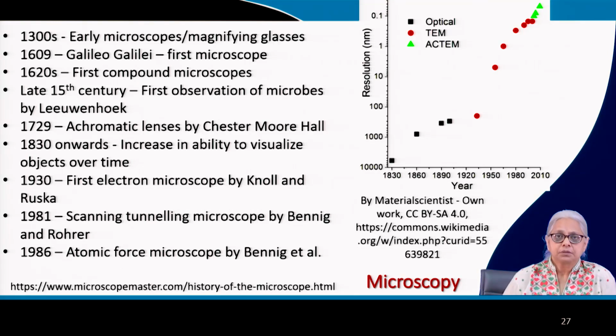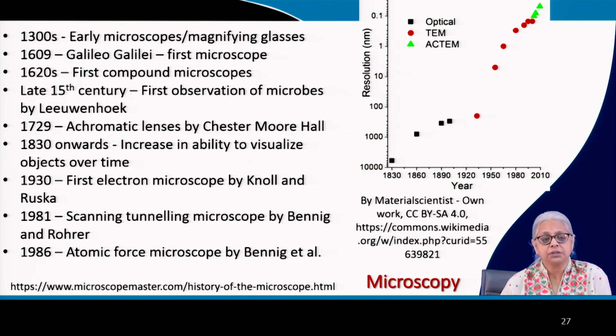Then I'm going to end this particular lecture with a little bit about the history of microscopy, because it's obviously a very important part of microbiology, because without microscopes we would not be able to understand or visualize the microorganisms that we are all interested in. So the earliest microscopes and magnifying glasses, they were more like magnifying glasses. They are as old as the 14th century, or in the 1300s. And the first microscope was invented by Galileo, and that was in 1609. The first compound microscope was in 1620.